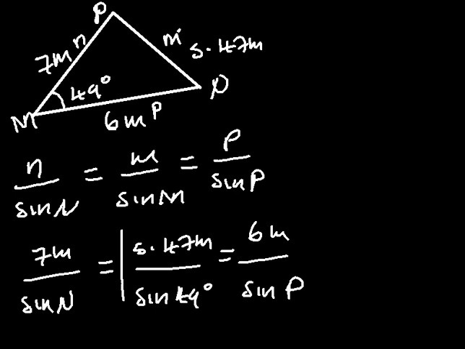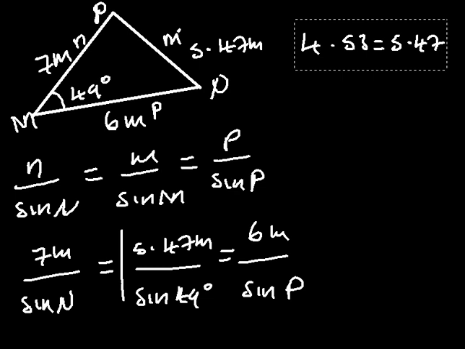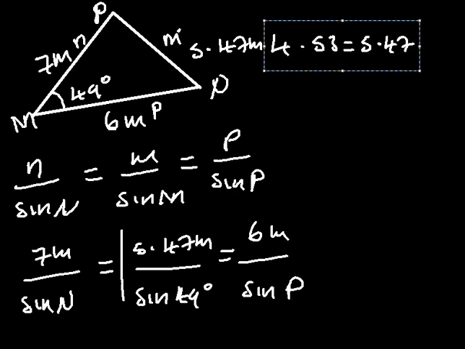So let's think of cross multiplying. Cross multiplication, we have 6 times sine 49, which gives 4.53, and that is equal to 5.47 times the sine p.